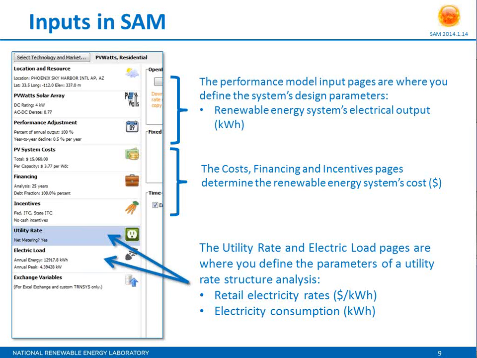This is a screenshot of the navigation menu in SAM, where you go to the different input pages. So the input pages toward the top are for the performance model. So you need information about the solar resource in this case for a PV system. And you specify the system's design parameters, and then you provide inputs for the financial model, so costs, and then the financing and incentives inputs. The inputs that we're going to be focused on today are the utility rate and electric load inputs.